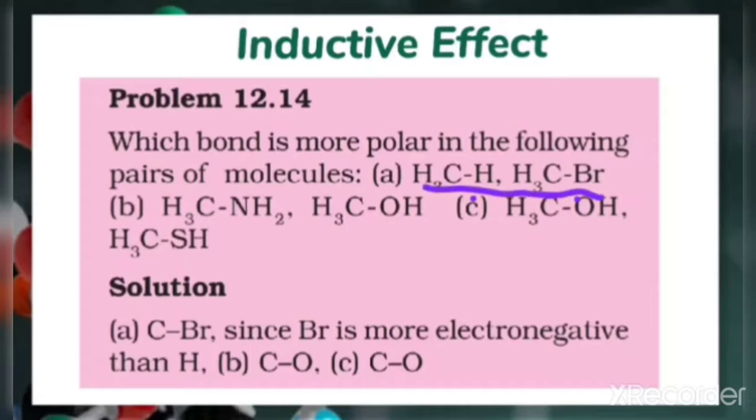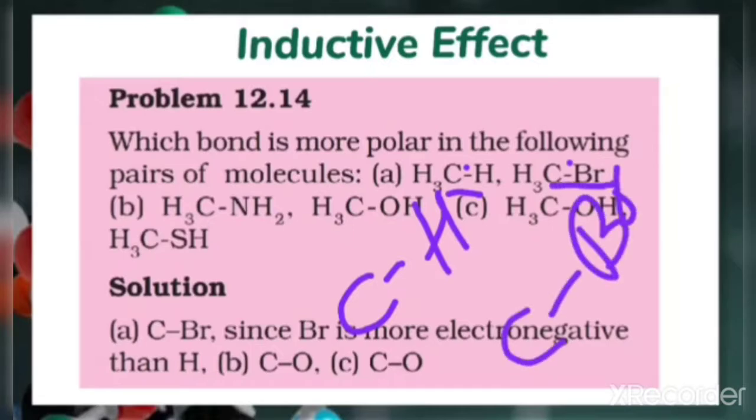First case, the A case. Two molecules are given and it was asked which bond is more polar. The polarity depends upon the electronegativity. So when you compare, here there is a C-H bond, and in this there is a C-Br bond. Can we consider both as the same? No, because these are two different bonds, so there is some electronegativity difference.